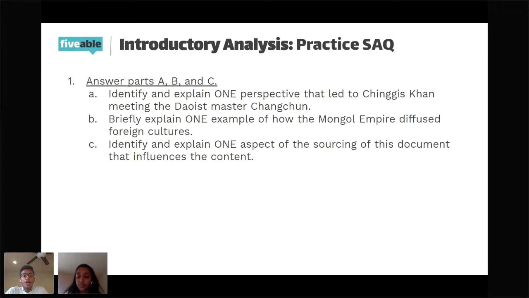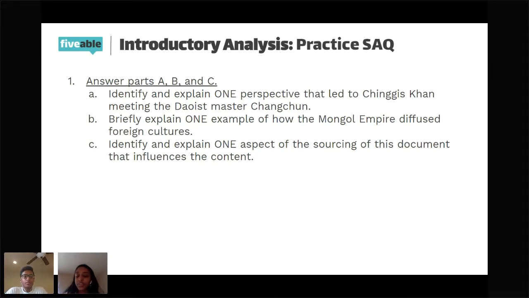When you think about the Mongol Empire and their rulers, they were diffusers. They didn't really spread their own religion, because animism was a very localized religion. The Mongol Empire wanted to spread other religions. So they were diffusers. They took from other religions, and they didn't really spread their religion as much.